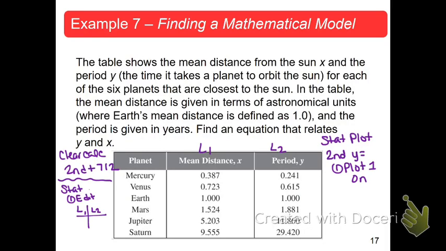I put my lists in L1 and L2, so make sure your x's are in L1 and your y's are in L2. Now, I want to be able to look at this, and I can play with my window if I want to, but the easiest way is to go to Zoom and find where it says Zoom Stat, since that's where we put our numbers in our stat edit. Go to Zoom Stat and we'll see our graph. So let's do that and then look at it.